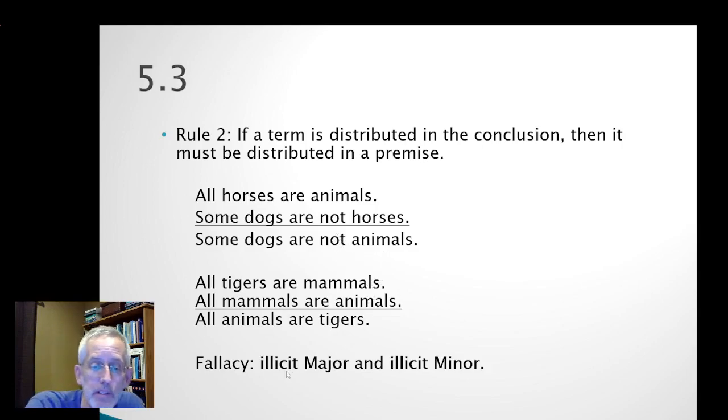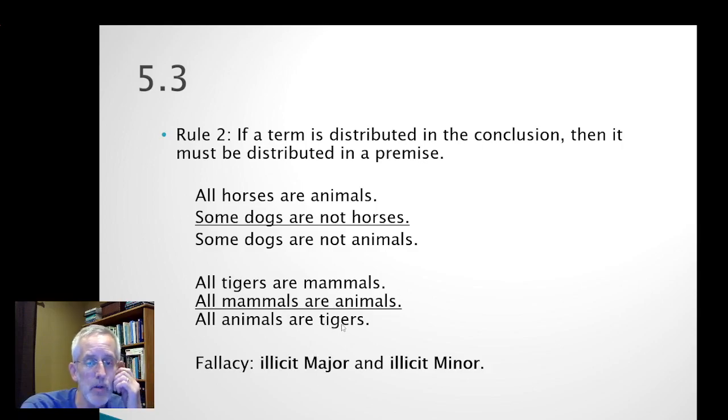And it commits the fallacy of illicit major because the major term, that's the second term in the conclusion, the one that's in the predicate slot, that major term is distributed down in the conclusion, but it's not distributed in the premises, so that's why it's called illicit major.